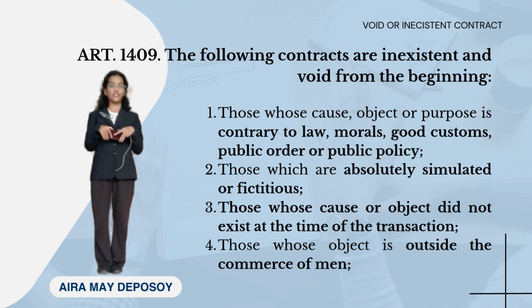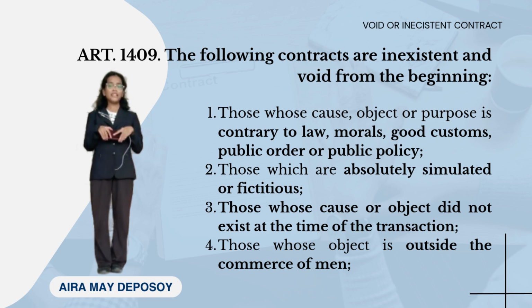Next is contrary to good customs. For example, Anna agrees to slap her father. Respect for parents is part of good Filipino custom. A contract that promotes disrespect is not allowed by law and is considered as void. Next is contrary to public order.